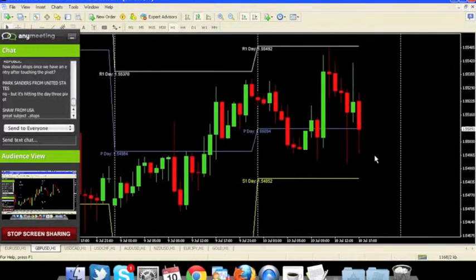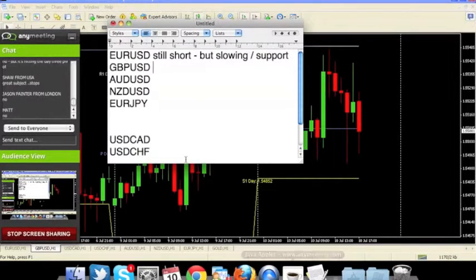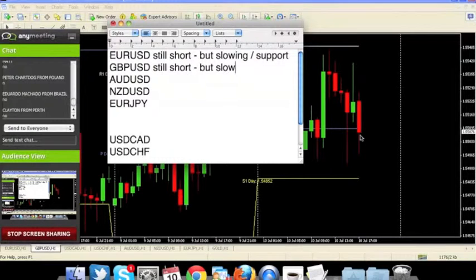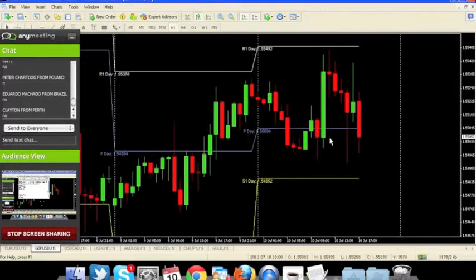Is it an exhaustion, the current candle? No, it's not an exhaustion. Same situation: still short. It's a very strong body. Look at the size of that thing, it seems huge. Very strong body, but it's slowing. Look at the tail on the bottom versus the top: big tail on the bottom, small tail on top. Slowing down, and support.